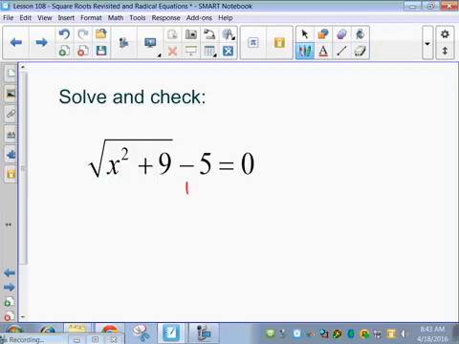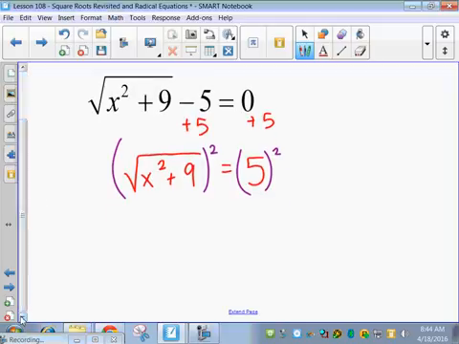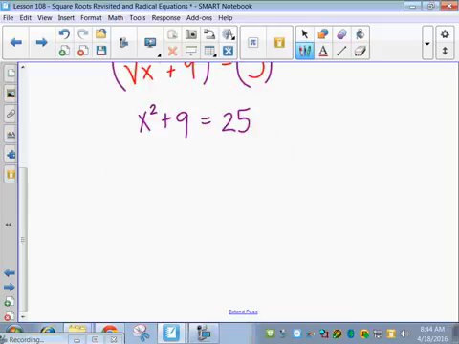Yep. So I'm going to add 5 to both sides so I can get the square root by itself. So I have the square root of x squared plus 9 equals 5. All right. And Aaron, what do you think the next step is? Yep, square both sides. So I'm going to take this and square it, and I'm going to take this guy and square it. Okay, the square undoes the square root, so I'm left with x squared plus 9. And on this side, 5 squared is 25. All right, Sophia, what's the next step? Good, I'm going to subtract 9 from both sides. So x squared equals 16.